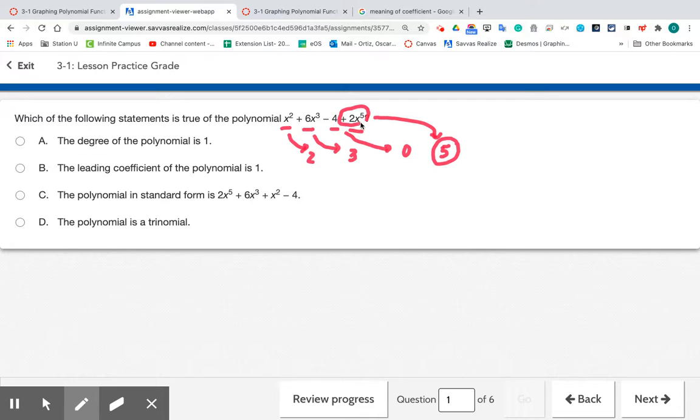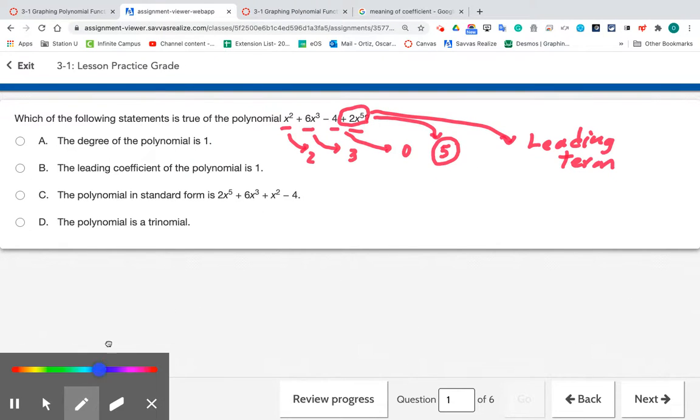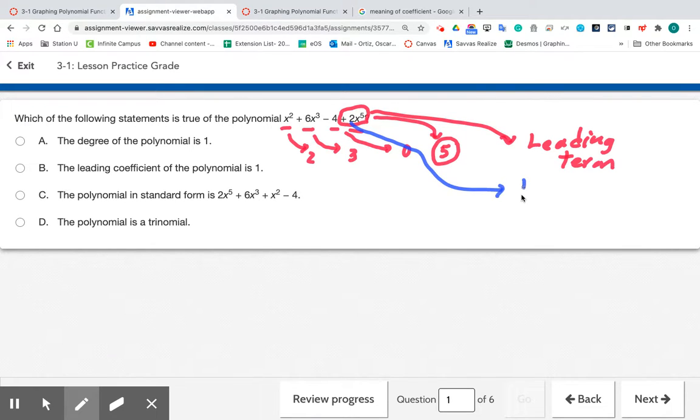And also that term with the greatest degree, together, all the number and the sign, that is what is called the leading term. And the number that is multiplying the variable there is called the leading coefficient. So we know that in that case, leading coefficient will be positive 2, right? So this is not going to be 1.